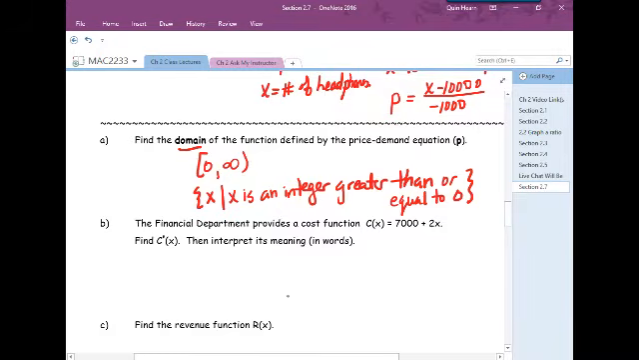The financial department provides a cost function, C of X equal to 7,000 plus 2X. Find C prime of X and then interpret its meaning in words. All right. Remember, we just talked about C prime of x being the marginal cost. They're asking us to find C prime, so the derivative. We can find it by taking the derivative of each term. The derivative of a constant term is 0. The derivative of 2x is just 2. So C prime of x equals 2.